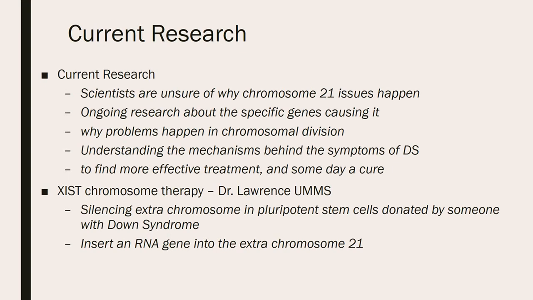As for current research, scientists are still unsure why chromosome 21 issues happen and why the problem happens in chromosomal division. So the research going on right now is a narrowed search to the specific genes causing it and the mechanisms behind the symptoms of Down syndrome. The hopeful outcome is to find more effective treatments and someday a cure to Down syndrome. Someone who found some groundbreaking research is Dr. Lawrence of UMass Medical School in his XIST chromosome therapy, where they are silencing extra chromosomes in pluripotent stem cells donated by someone with Down syndrome by inserting an RNA gene into the extra chromosome 21.